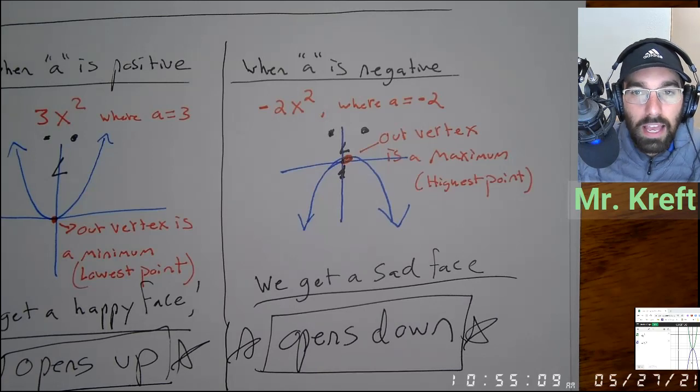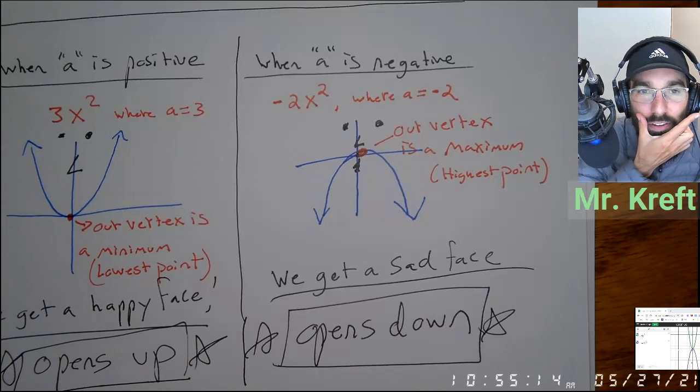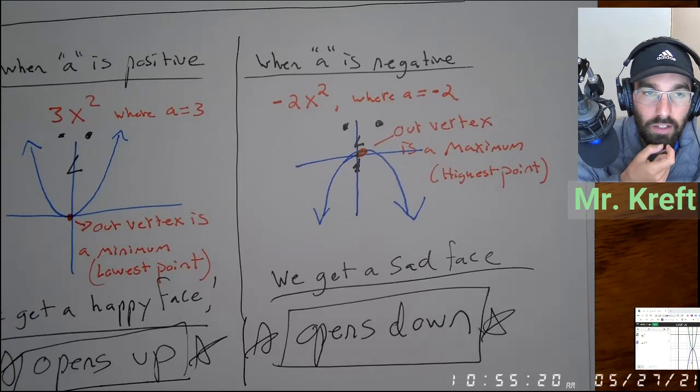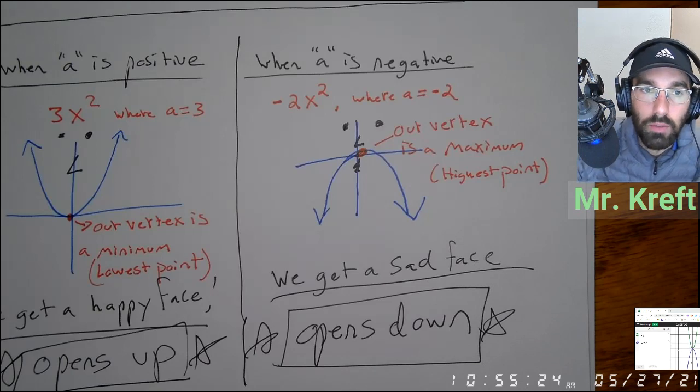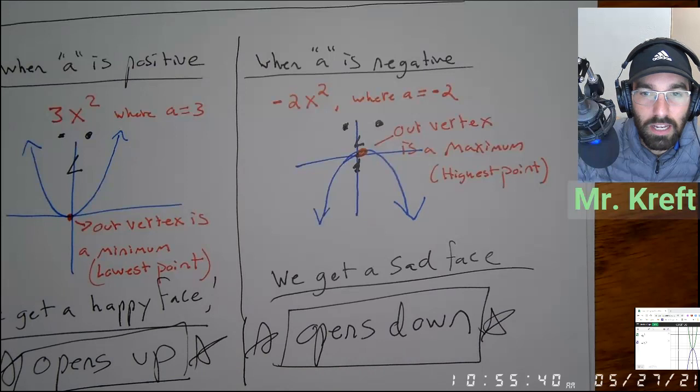Okay, so A tells us a lot, right? If it's happy and opening up, the vertex is a minimum. It's the lowest point. If our A is sad and opening down, then we're going to have a maximum. We're going to have a highest point. And knowing these things is going to speed up a lot of things in the future. And so that's why we learn them now.